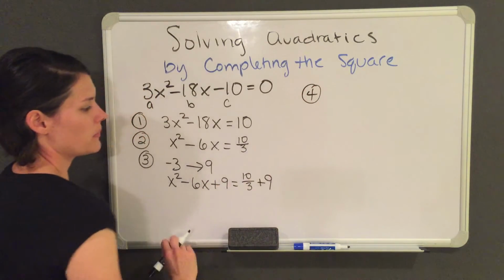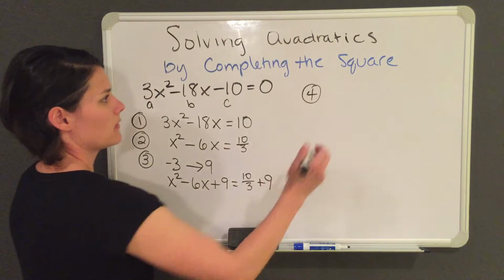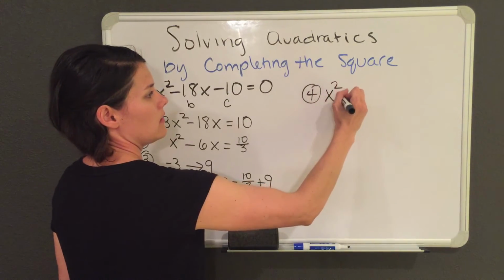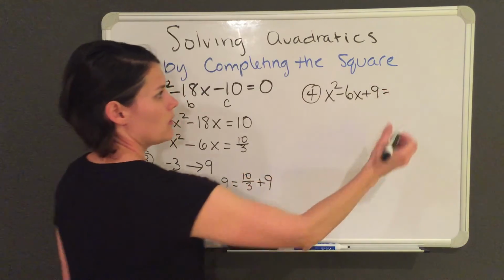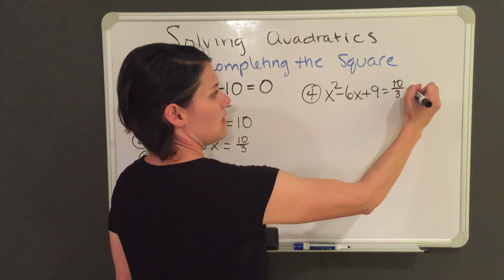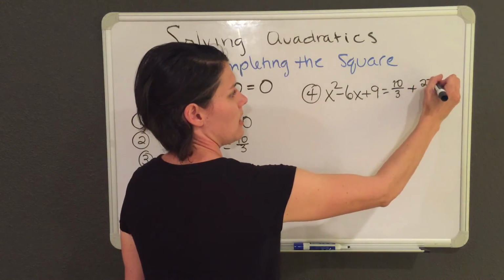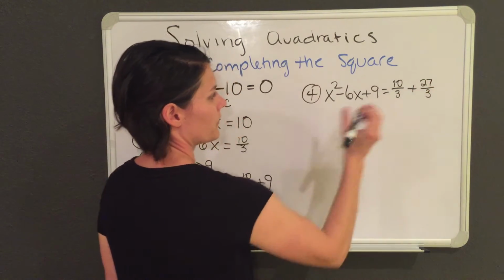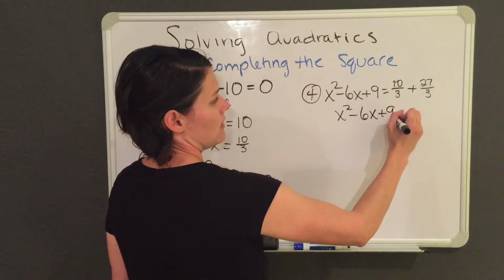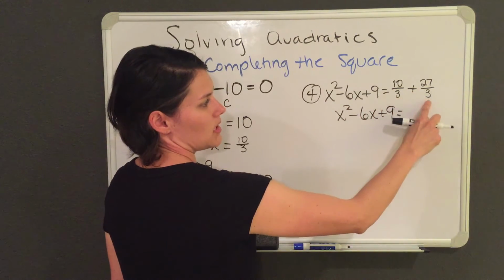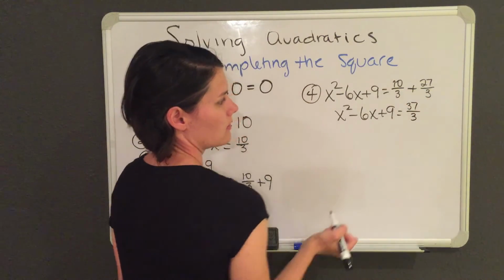On the fourth step, you're going to combine 10/3 plus 9. So we have x squared minus 6x plus 9 equal to 10/3, and I'm going to change 9 to a fraction to have the same denominator of 3. So we have x squared minus 6x plus 9, and then 10/3 plus 27/3 is 37/3.